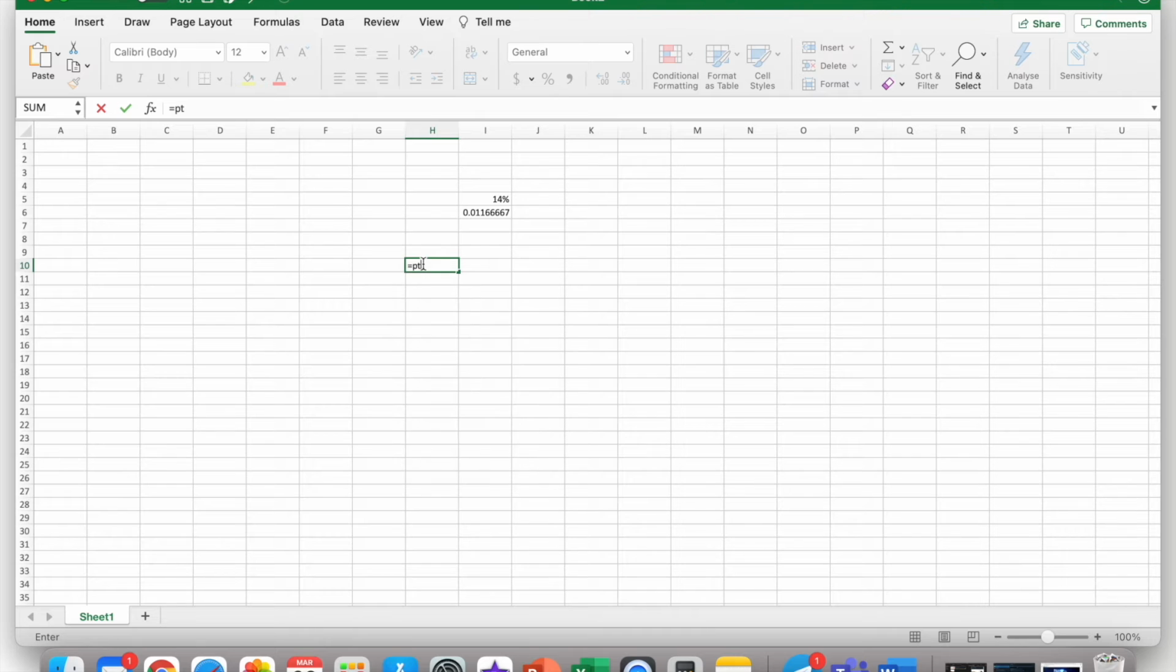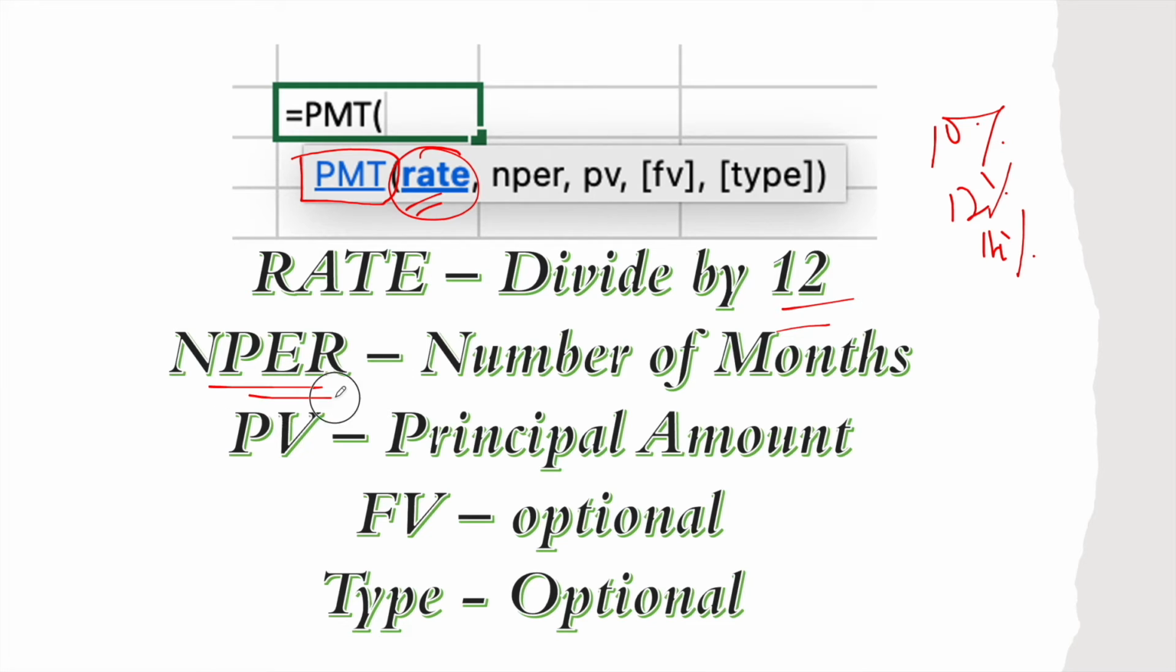So we will write PMT again. In PMT, the first parameter, as I have said, is your rate. For example, I'll put in I6. Now the next parameter is NPER. What is NPER? NPER is the number of months.